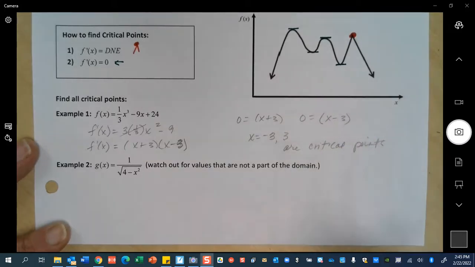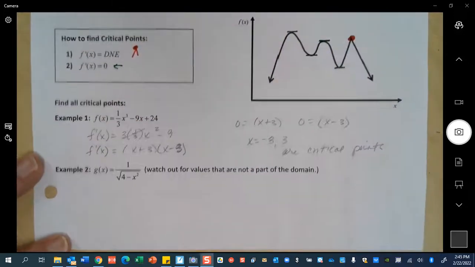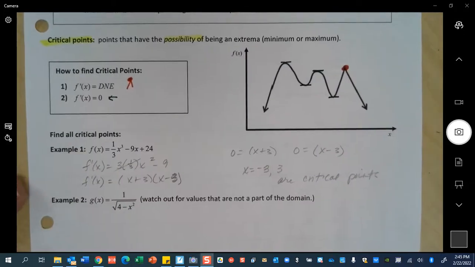And notice we're talking about where things have the possibility of being an extrema. That's where my derivative is equal to 0, where the slope of my tangent line is equal to 0. But without looking at the graph specifically, we cannot guarantee, but those are going to be critical points that we check out. All right. In the interest of time, we're going to skip this one and come back to it at a later date. So let's flip over.